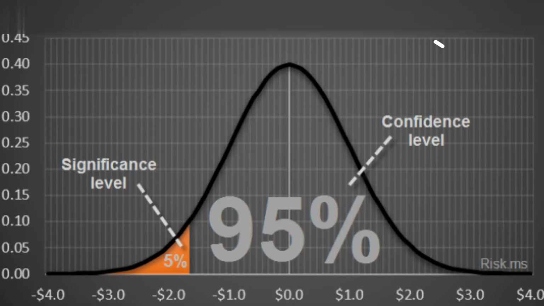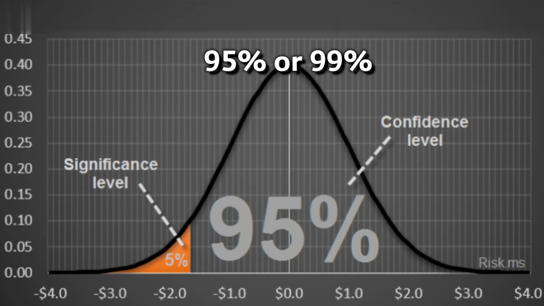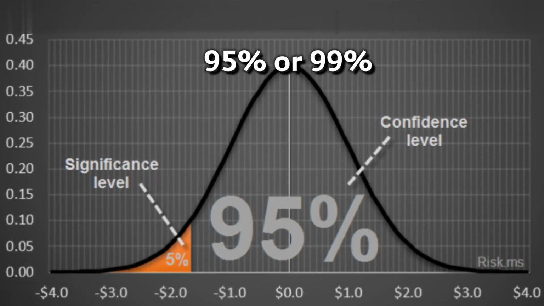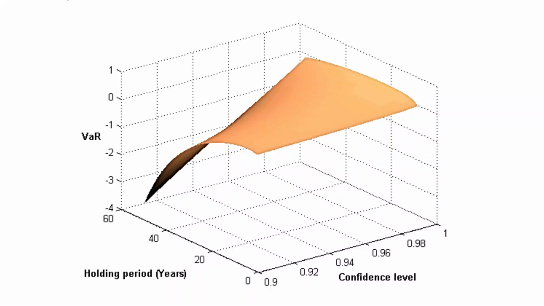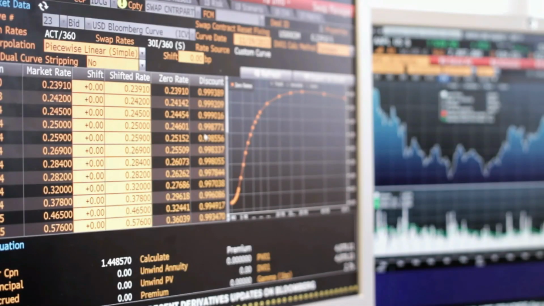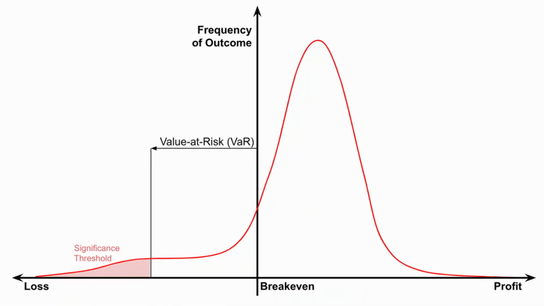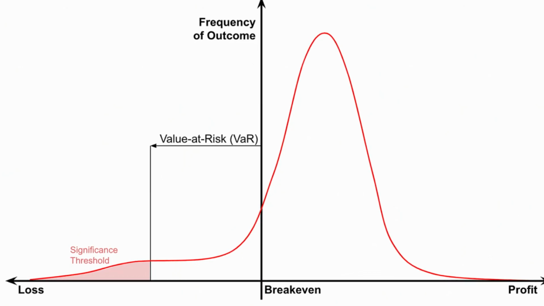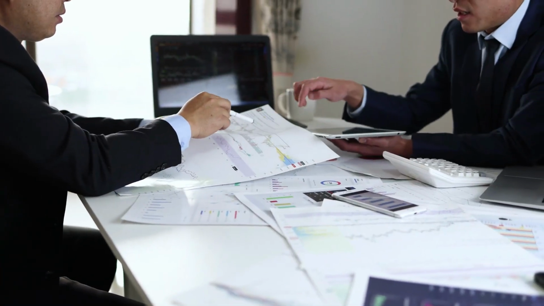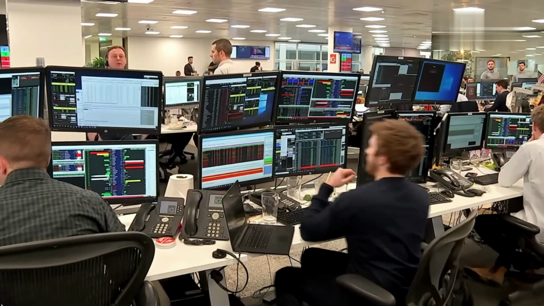Components of VAR. Confidence level indicates the probability threshold, often set at 95% or 99% for measuring potential losses. Time horizon. The period for calculating VAR, for example, daily or monthly, tailored to the portfolio's risk management needs. Loss amount represents the maximum anticipated loss within the chosen time frame at the specified confidence level, guiding risk management decisions. In summary, VAR assesses risk exposure by indicating a loss threshold, helping investors make informed capital allocation decisions.